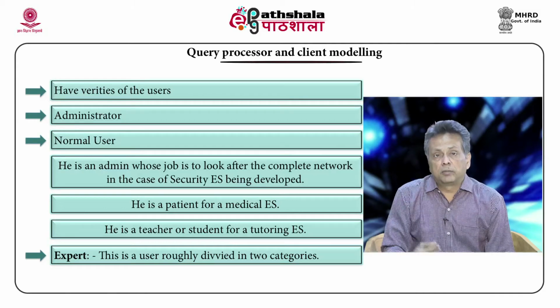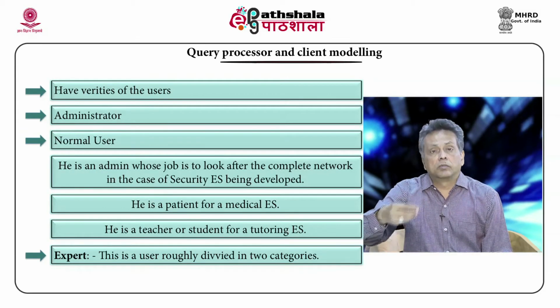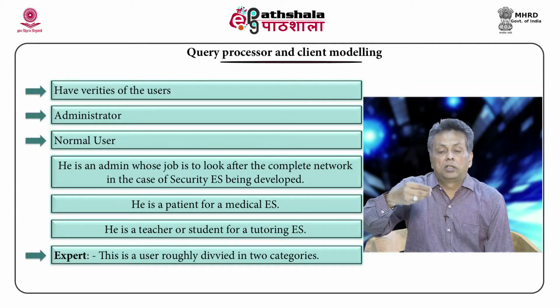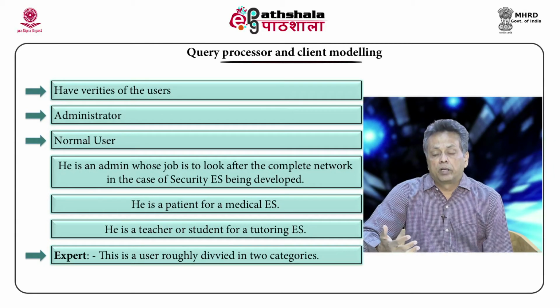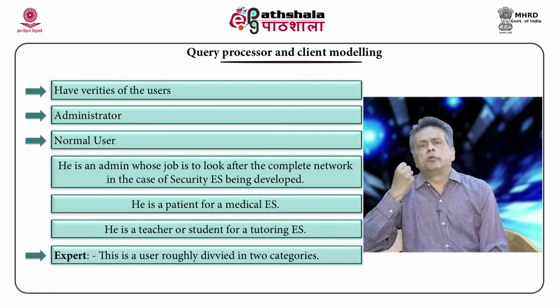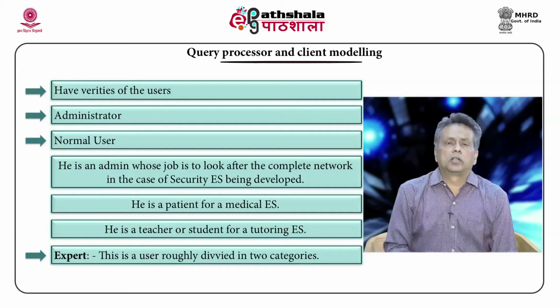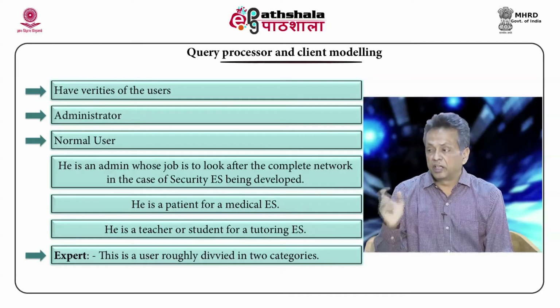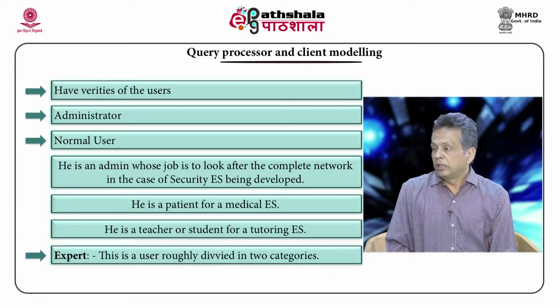Let us take another example, a medical expert system which diagnoses a disease. Who is the user? A patient, okay, and so on and so forth. So, this normal user is a very important person here, and for an expert system, even if you do not have any other type of user, this user is always going to be there, the normal user.